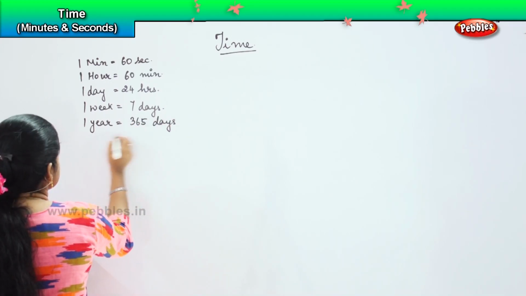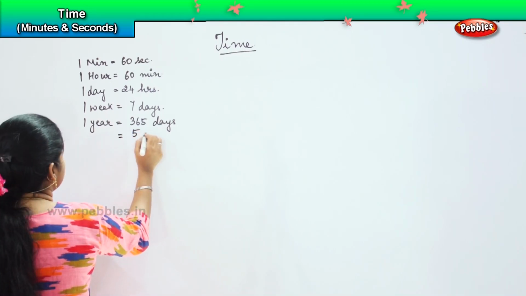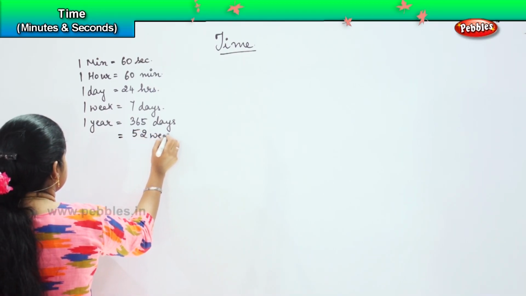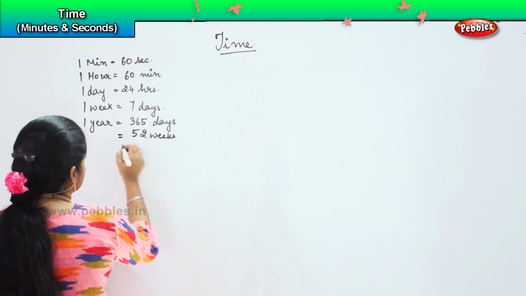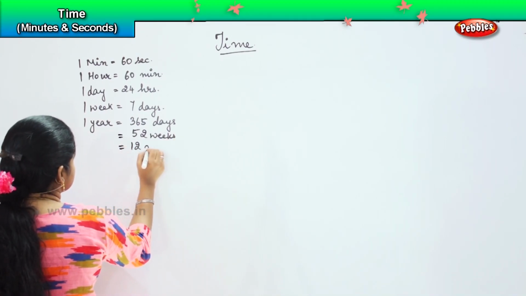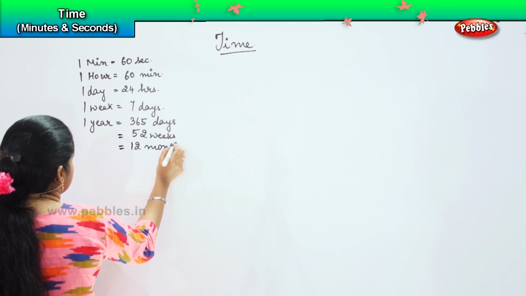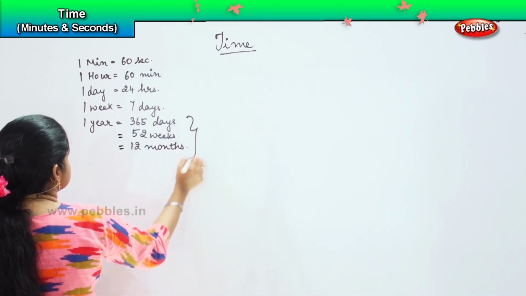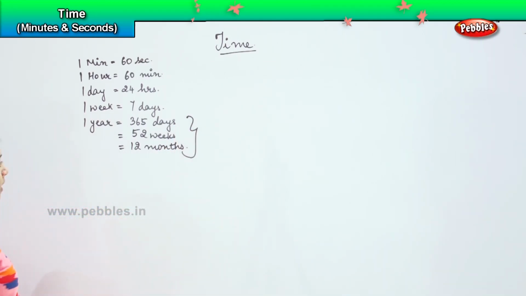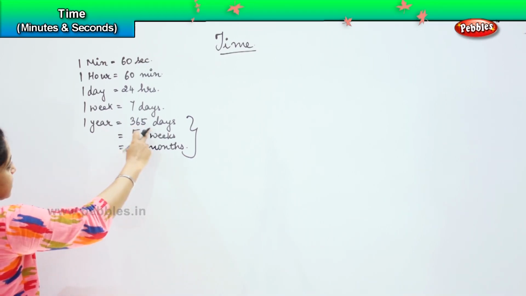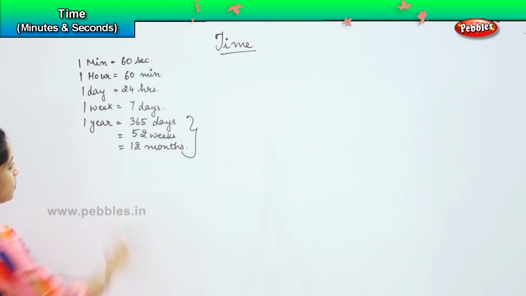right? Which is nothing but 52 weeks or 12 months. Okay. So all the three are the same. Got it? So 1 year, that is 365 days. It can also be said as 52 weeks. It can also be said as 12 months.